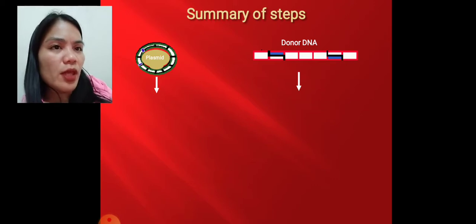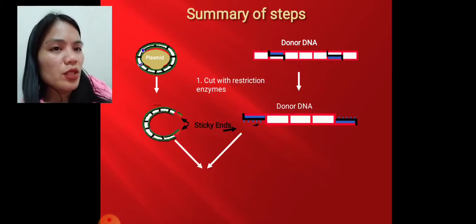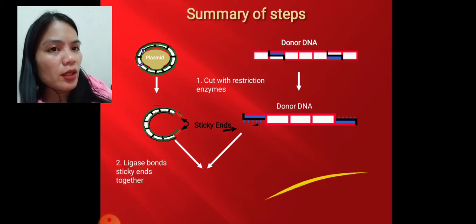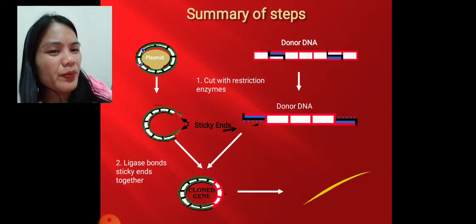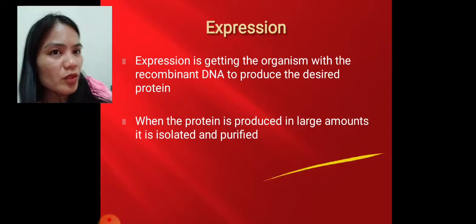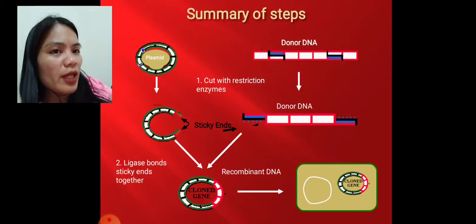So, summary of steps. Cut with restriction enzymes. Dalawang donor DNA and then ligase bonds, sticky ends together. And then the recombinant DNA will be formed. So, yun yung summary natin ng steps.